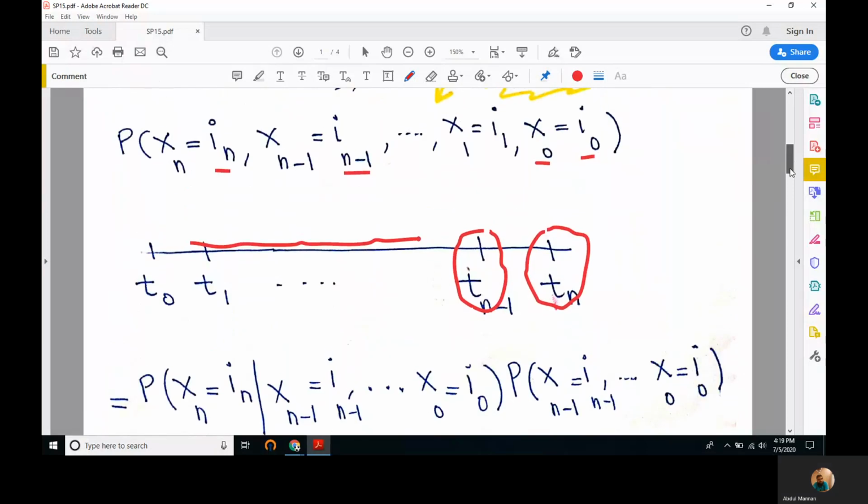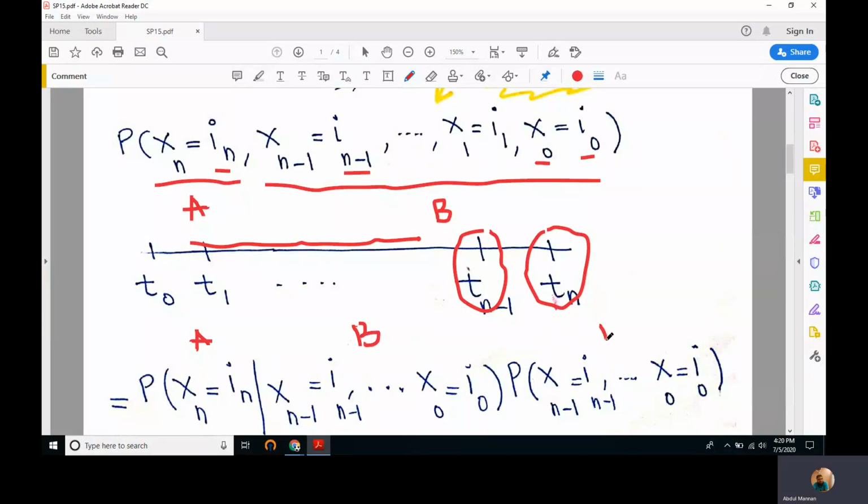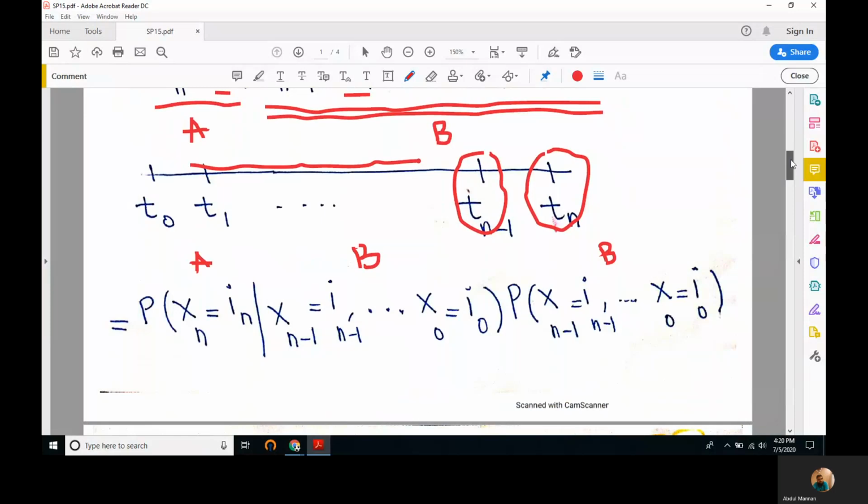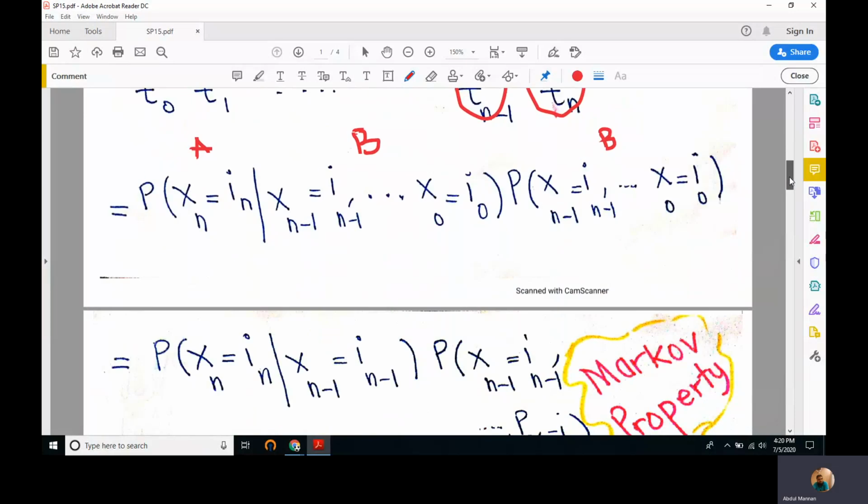this probability is a joint probability. We can assume this to be event B and this first term to be event A, and we know that the joint probability of A and B can be written as the conditional probability of A given B times the probability of B. So this whole stuff from here to here, we call it B, and we apply the rule of joint probability, converting joint probability into conditional probability and this marginal probability, right?